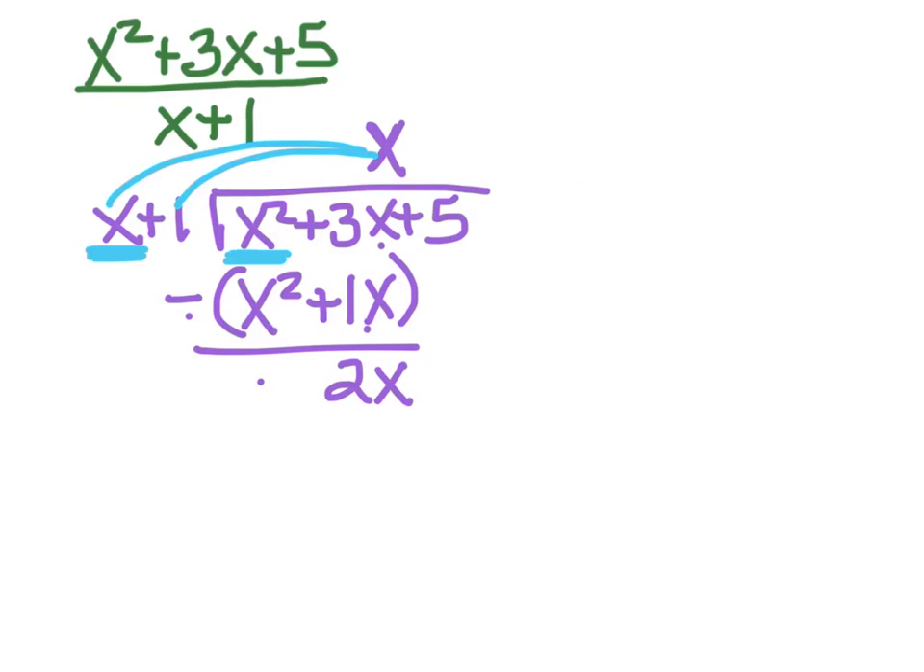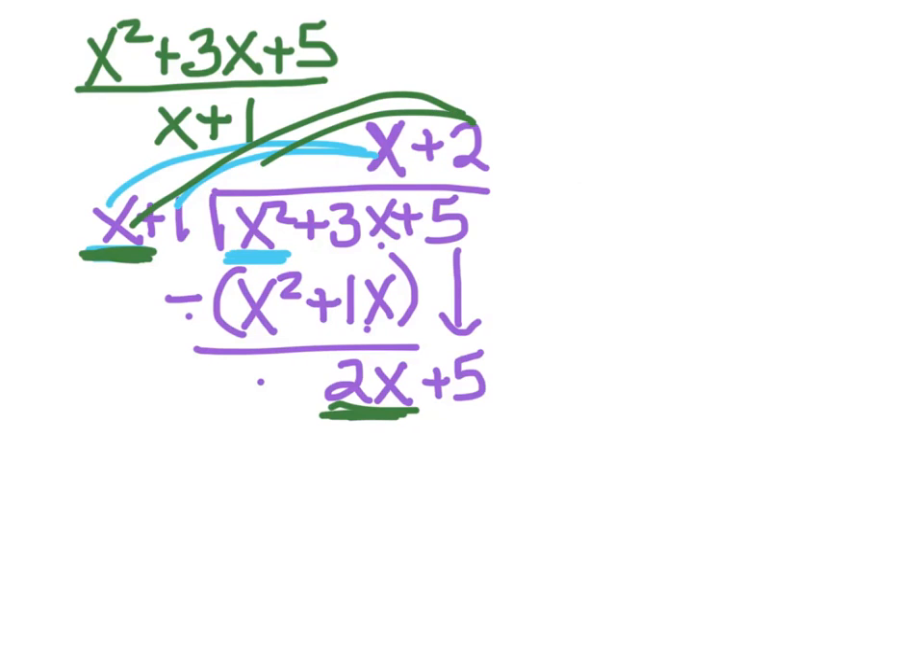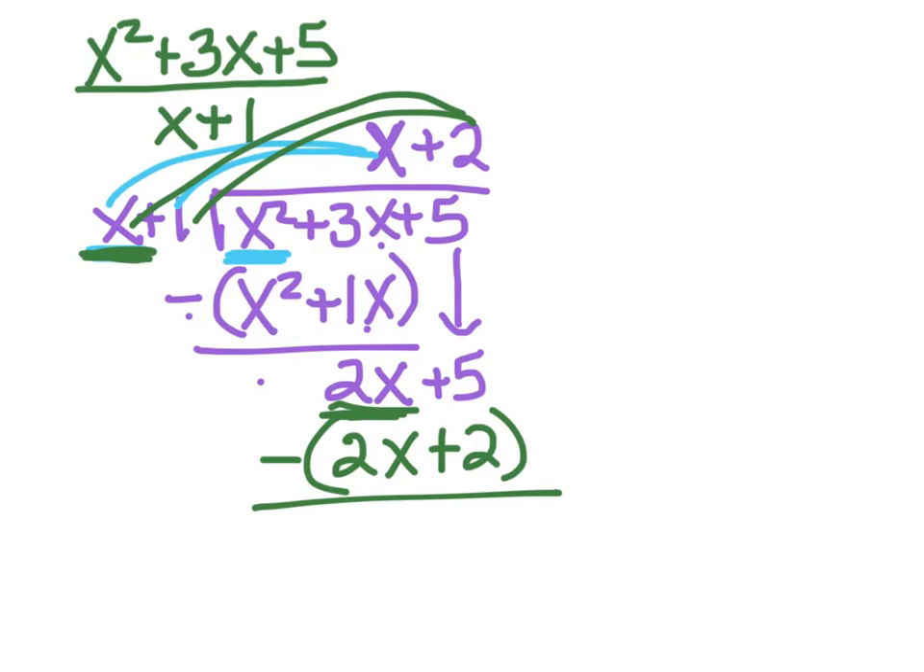X times x is x squared. Okay, so we're subtracting. So now we need to bring down the 5, plus 5. And then we're going to repeat the process. So now we say x goes into 2x 2 times, and I'm going to put plus 2, positive 2, and I'm going to multiply the 2 times the x and the 1, and I have 2x plus 2. Then we will subtract the whole thing, and we have 2x minus 2x is nothing, and 5 minus 2 is 3. There's nothing left to bring down, and x doesn't go into 3.